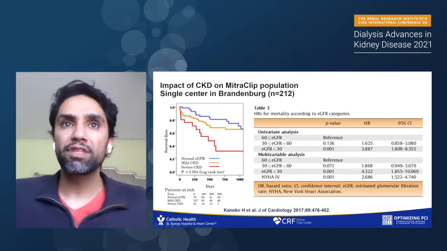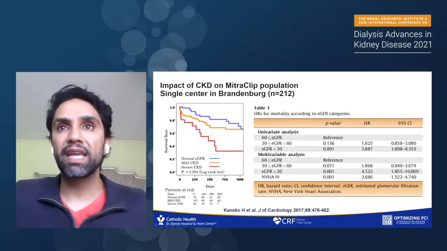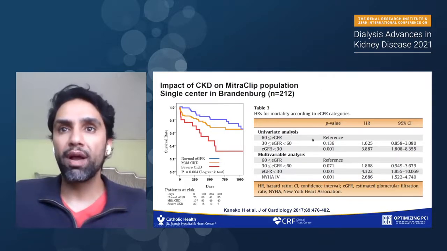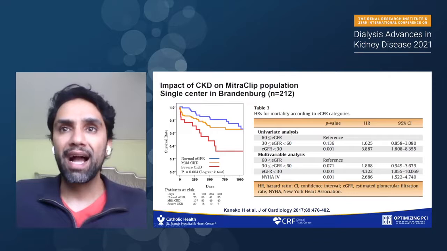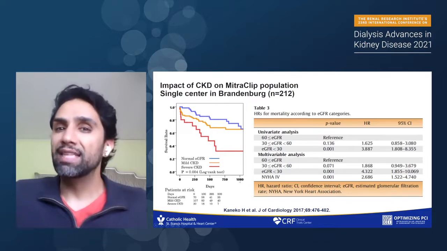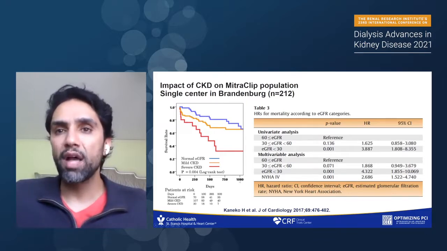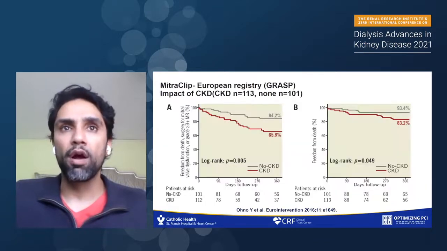Finishing off with mitral valve disease quickly, what is the impact of CKD on the MitraClip patient population? You can see that those patients who have low eGFR, again, the same common pattern in both univariate and multivariable analysis, the lower your GFR, the higher your risk of mortality. Exactly what the cause of that mortality is remains unclear, but you do die more often.